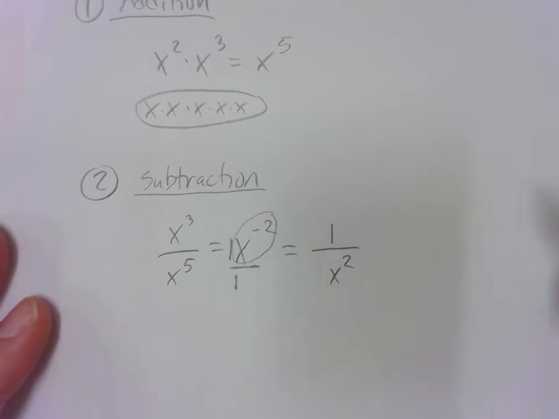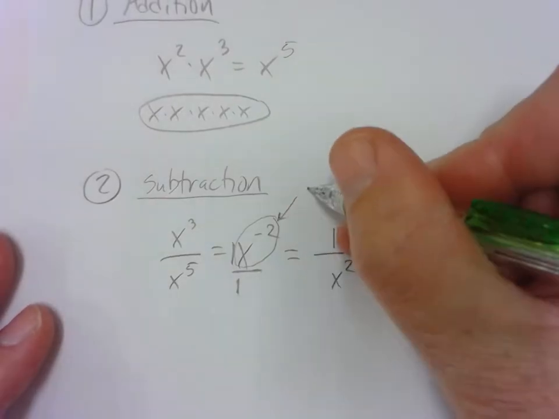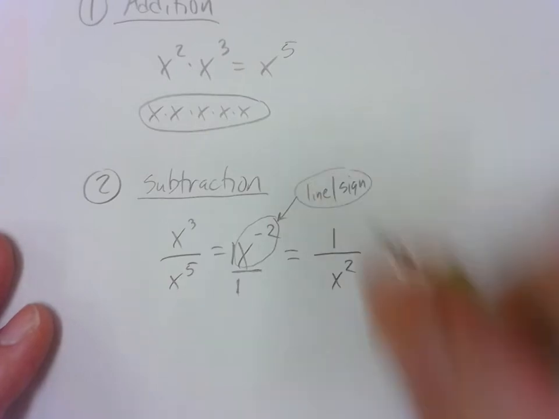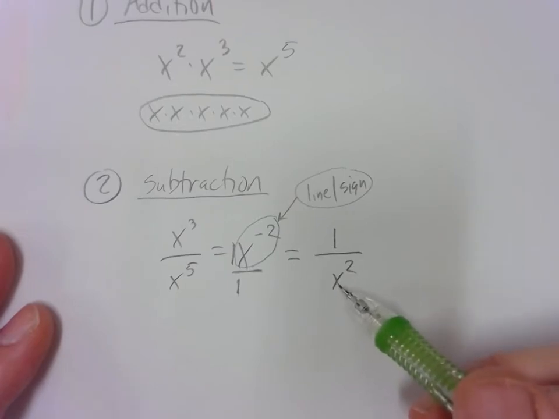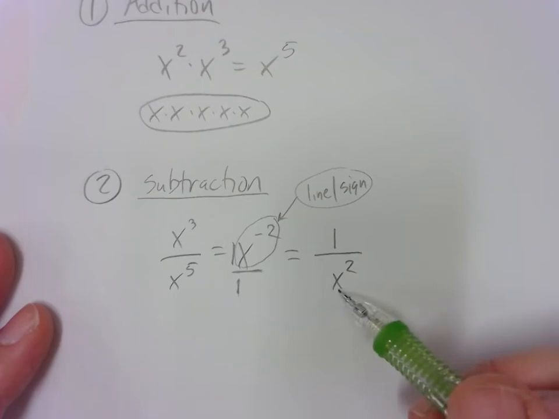I'd like to say something else about negative exponents before we go on. I call this cross the line and change the sign. You cross the fraction line and you change the sign, and it works either way. You can go from the bottom of the fraction to the top of the fraction. Either way, when you cross over the fraction line, you change the sign of the exponent.